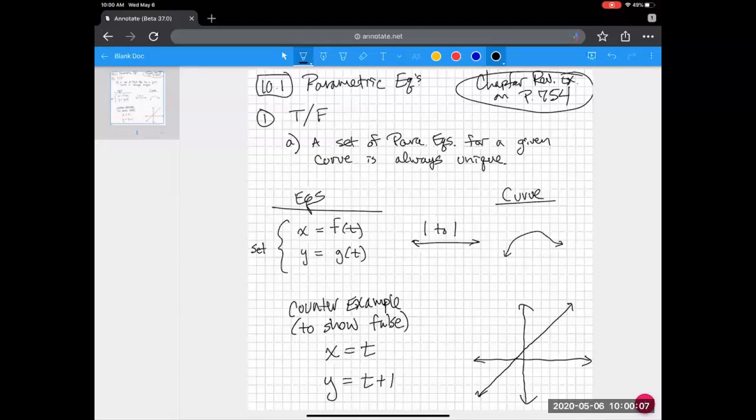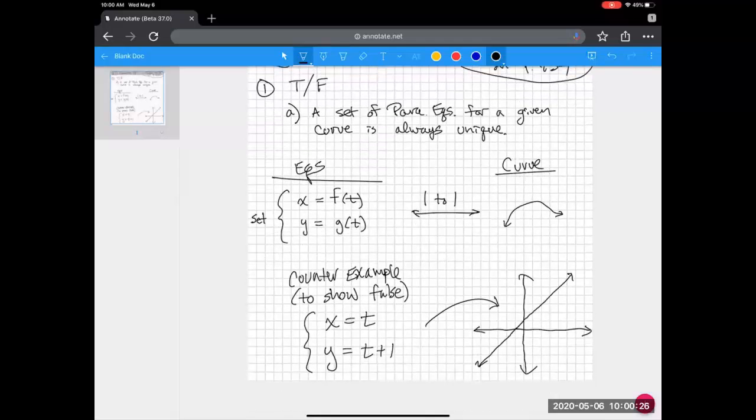So questions or comments about how this set of parametric equations produces that curve? Guess I'm a little off the screen here. Let's see if I can do that. There we go.